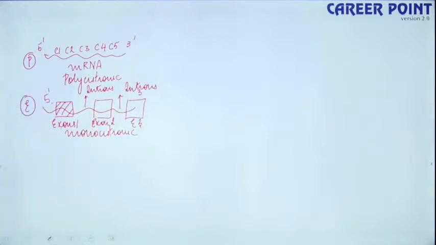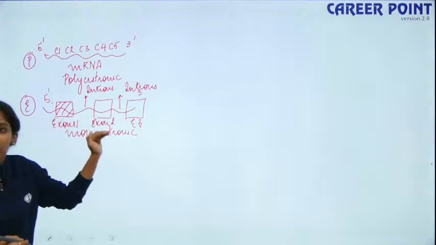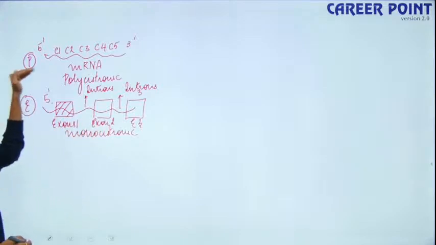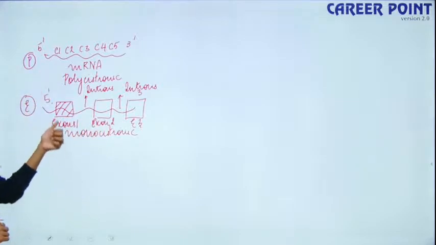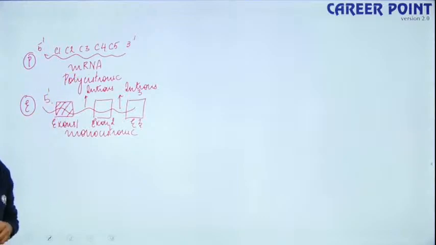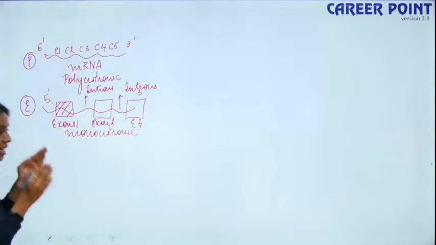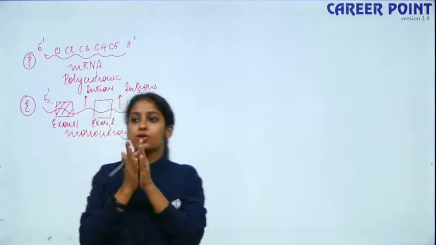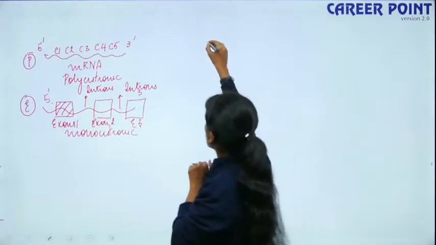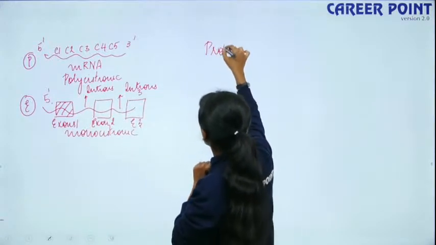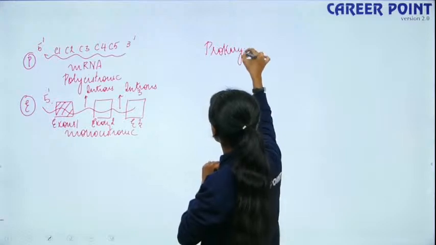So, this is your eukaryotic mRNA and this is your prokaryotic mRNA. So, that is why the process of transcription differs. Now let us talk about the transcription in prokaryotes in detail.